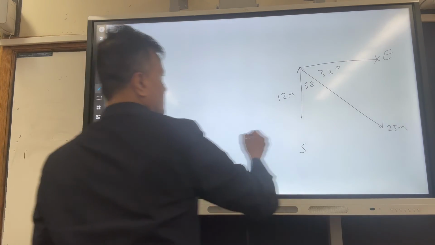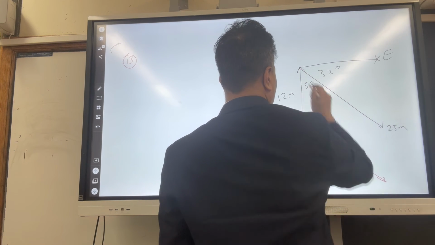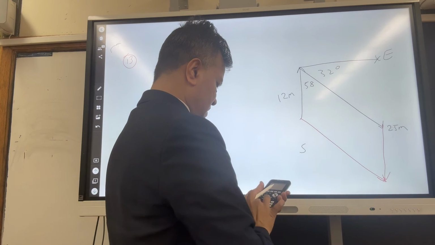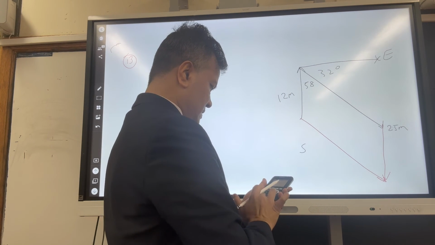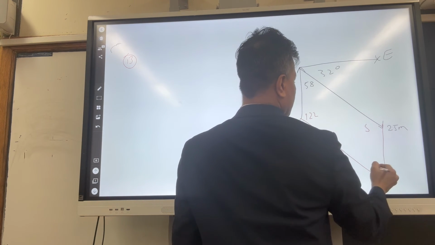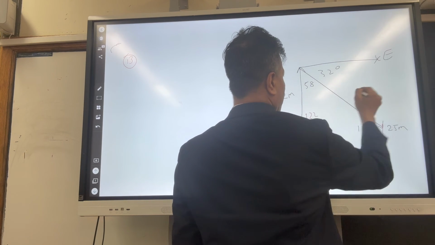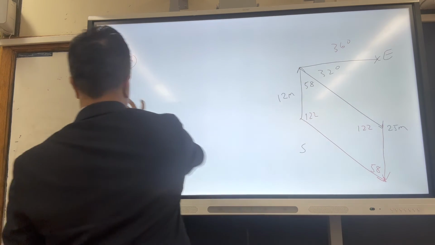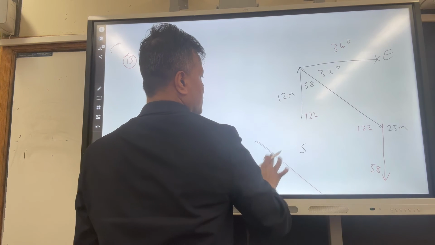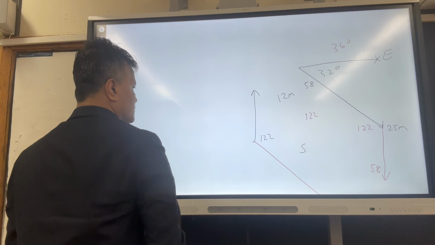If this is 58, this would be a parallelogram. 180 minus 58, 122. This is 58. This is 122. So if you add them, that's going to be 360, but we don't need that. We need the parallelogram. We need the angle between two vectors. That's all we need, the angle between two vectors.